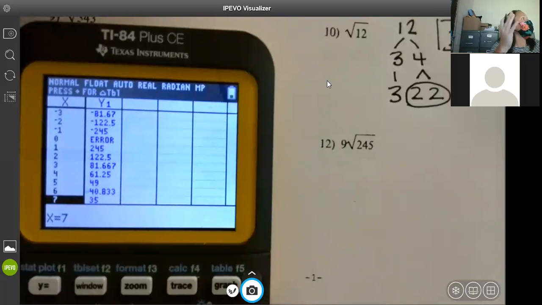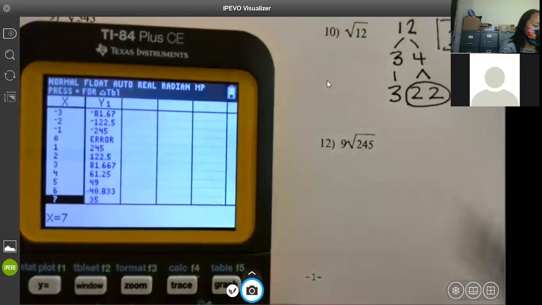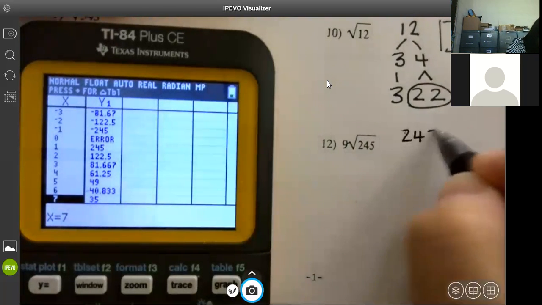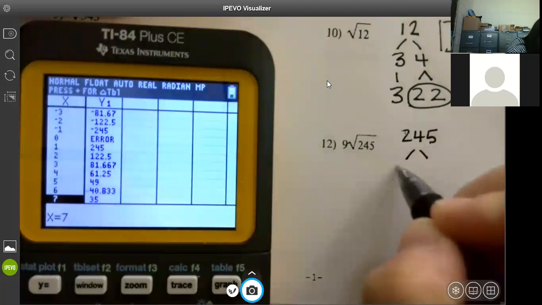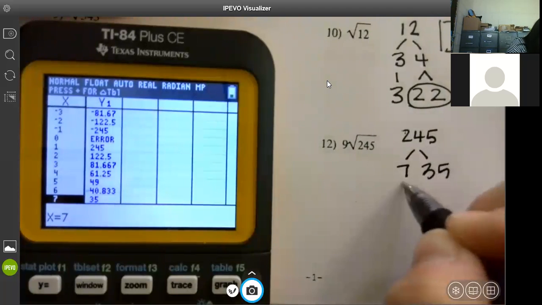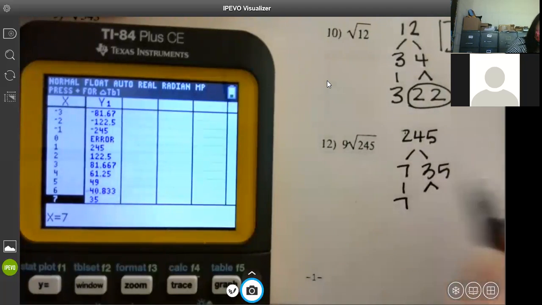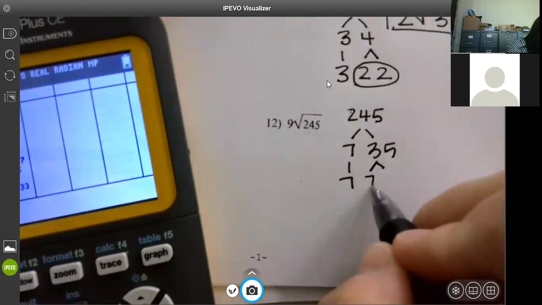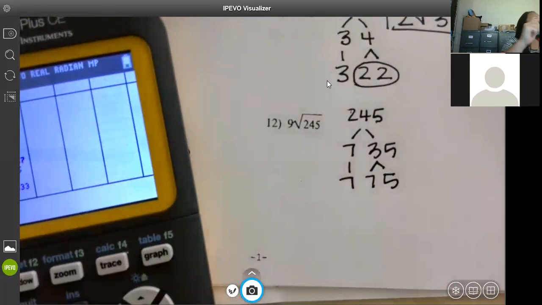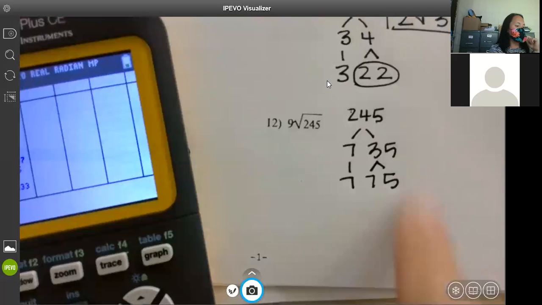So you can choose any factors you want. I liked 49 because I know 49 is 7 and 7. But if you have to keep going until you get one that you know, that's okay. You can use each one. So 245 is 7 and 35. 7 doesn't break down, but 35 breaks into 7 and 5. That's okay. If we were to use the other factor, 5 and 49, it would have come out the same too, because we would have a 5, and 49 is 7 and 7. So use whichever ones you want.